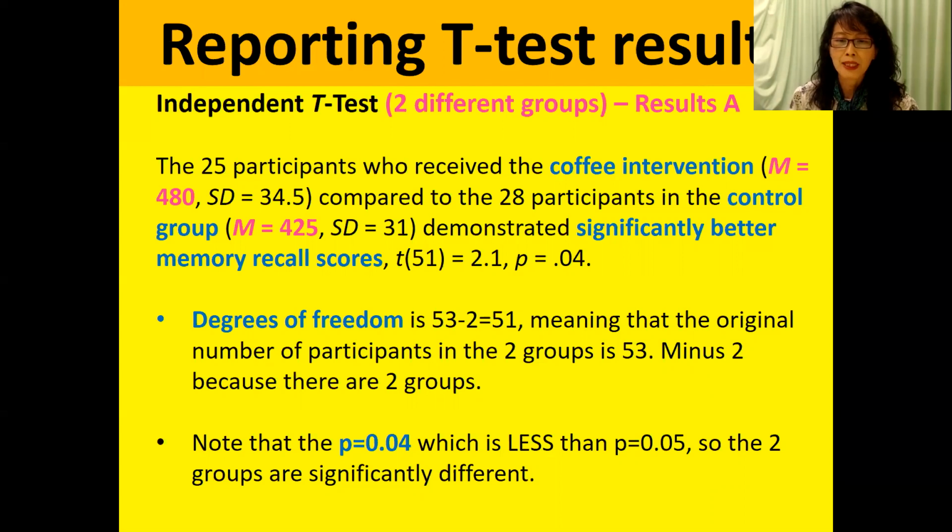And you note that P equals 0.04, which is less than 0.05. 4% is smaller than 5%. That means that the two groups are significantly different. The coffee drinkers and the control group, they are significantly different in how well they remember something.